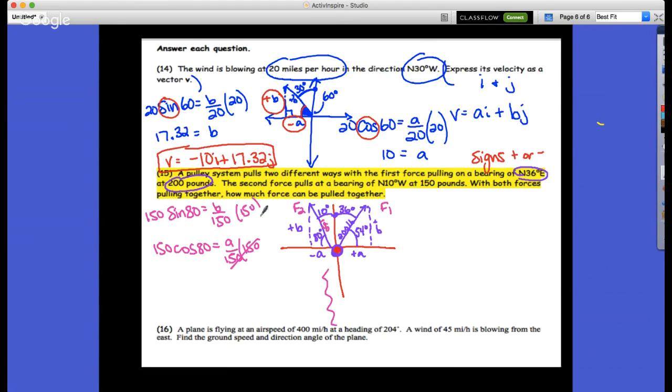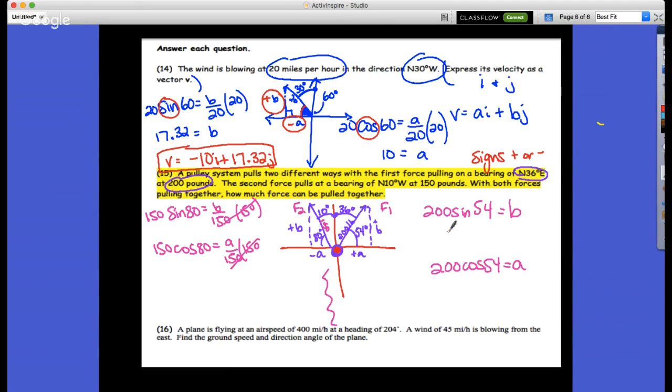You start recognizing a pattern with these, and if you can recognize it, great. On this one, it should end up being 200 sine of the angle of 54, and that will be my B, because that's the opposite. And my 200 cosine of 54 will equal my A. So let's plug those in. This takes a little bit, but we'll be good.